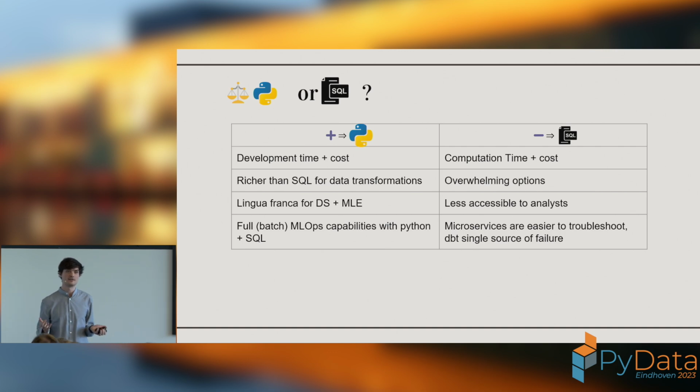On the other hand, if your ML pipeline fails, the entire pipeline fails as well, especially if you have to fail fast. On the other hand, microservices, which are the more traditional way, are easier to troubleshoot.